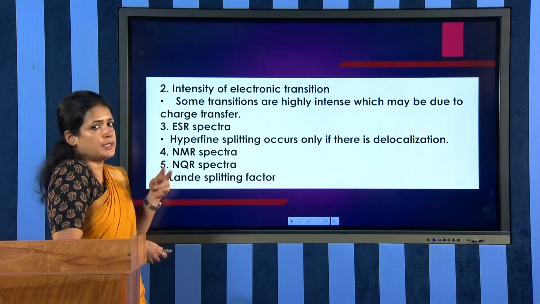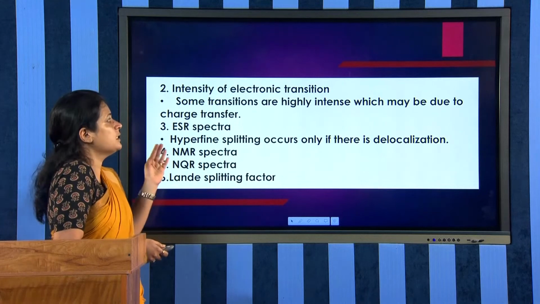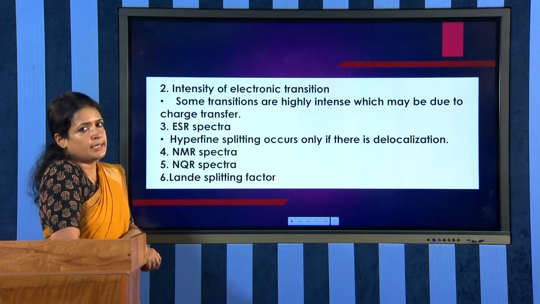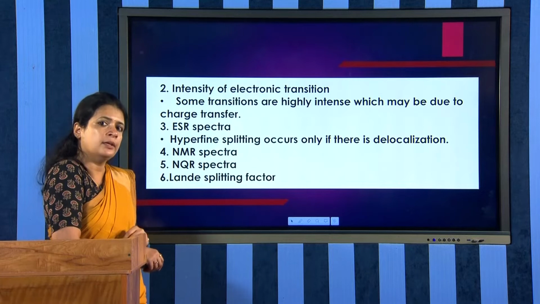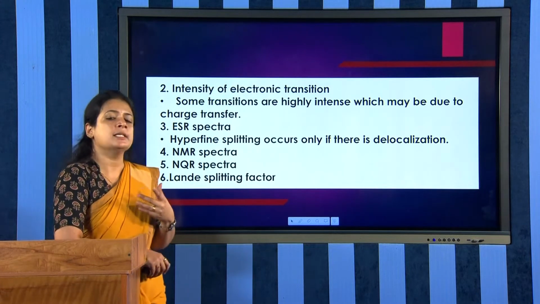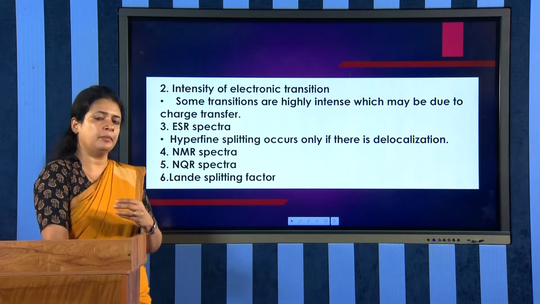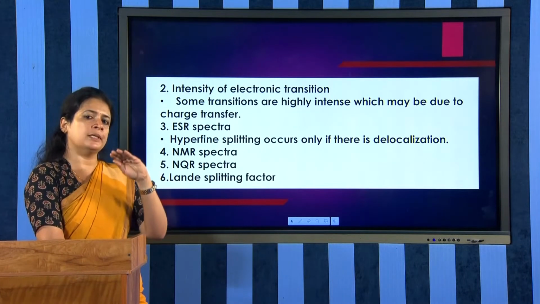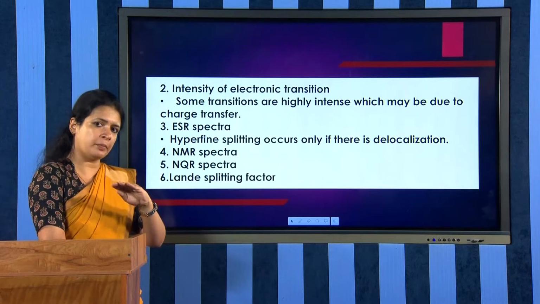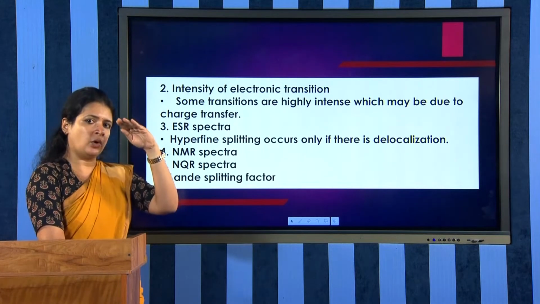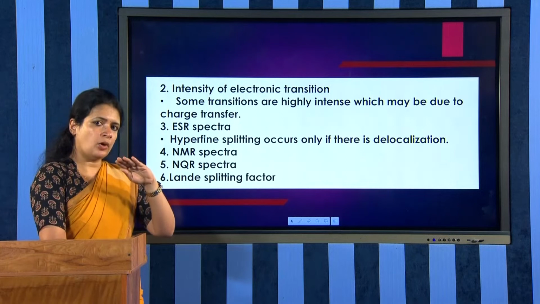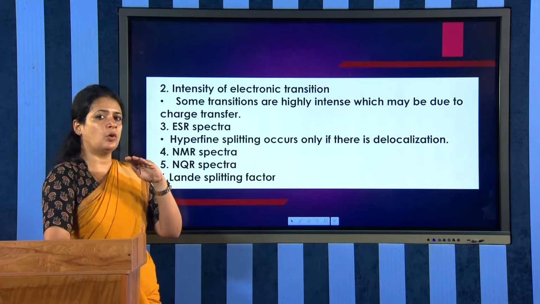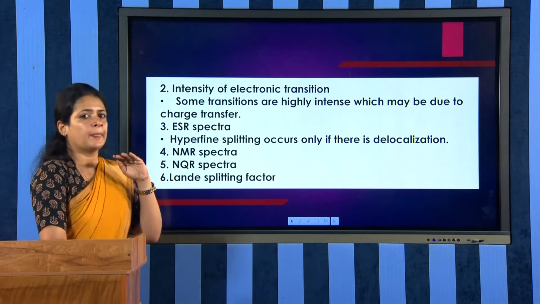And now we have the second evidence, that is intensity of electronic transition. I have told that the color of the complex is mainly due to d-d transition, meaning the electronic transition from one d orbital to another d orbital. It is called d-d transition or ligand field spectra.